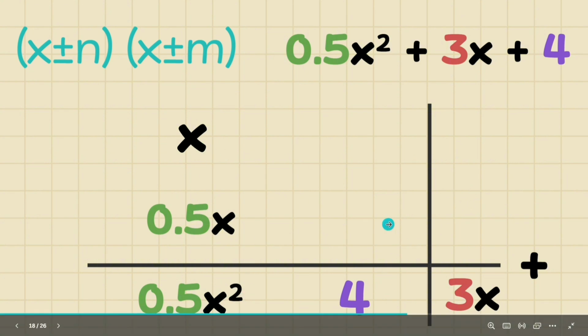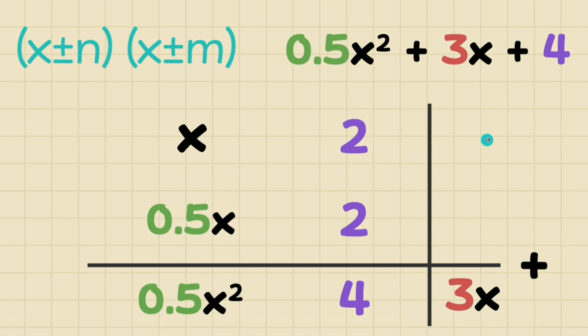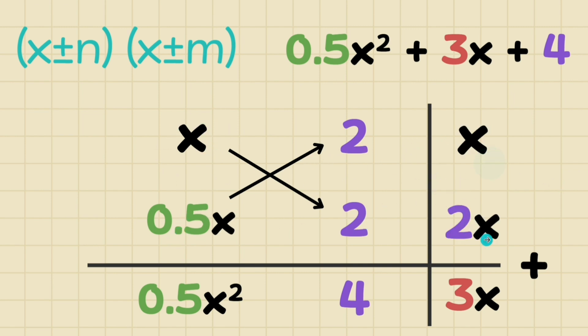And for 4, I just used 2 and 2 because 2 times 2 is 4. This is why it's called the cross method. You multiply them in a cross, so like this goes here, this goes here. This would be 0.5x times 2, which would just give us x, because half times 2 is just 1. And then x times 2, which is 2x.